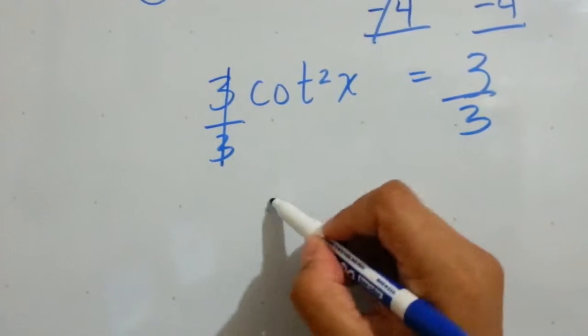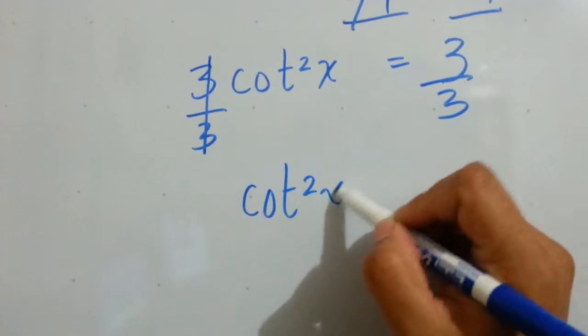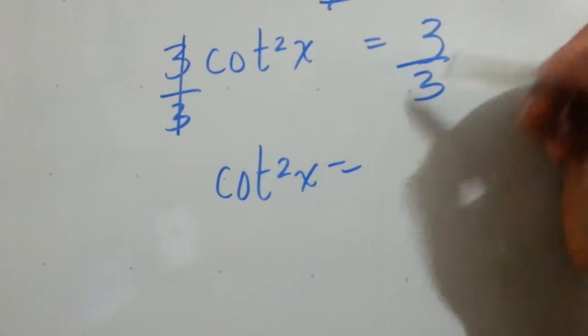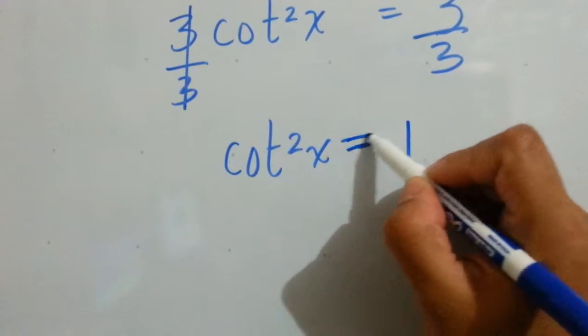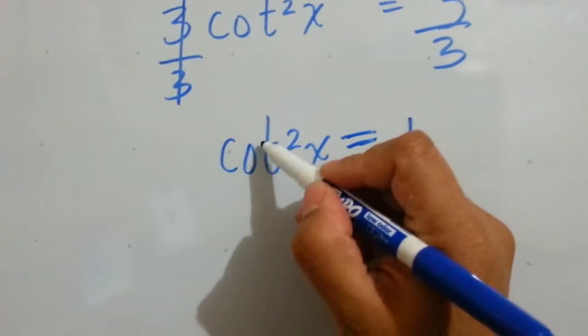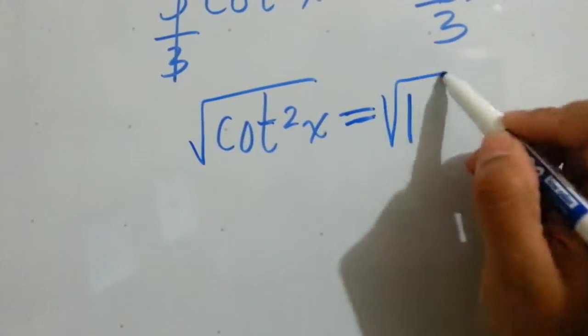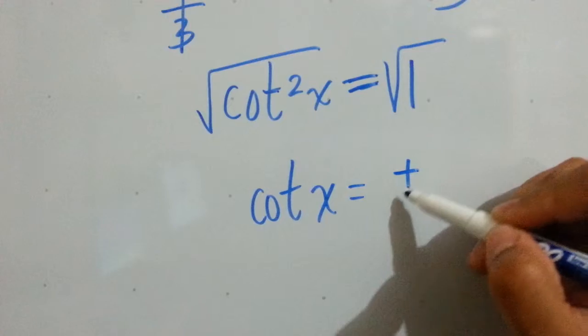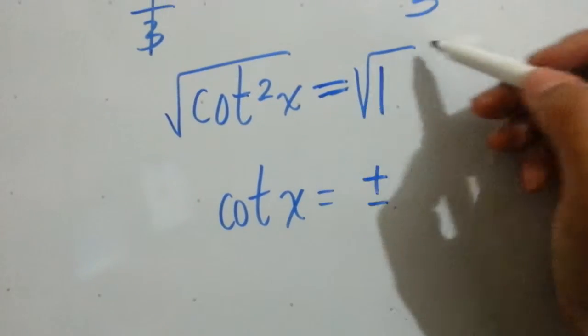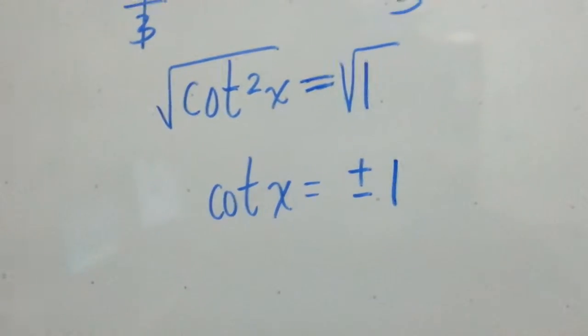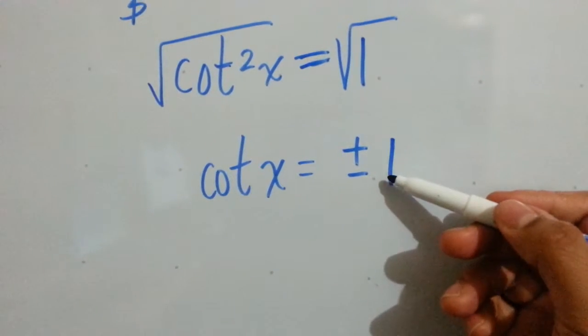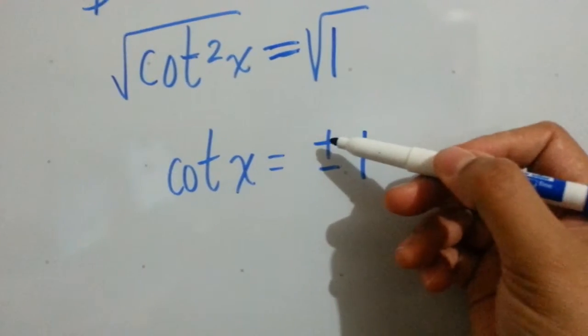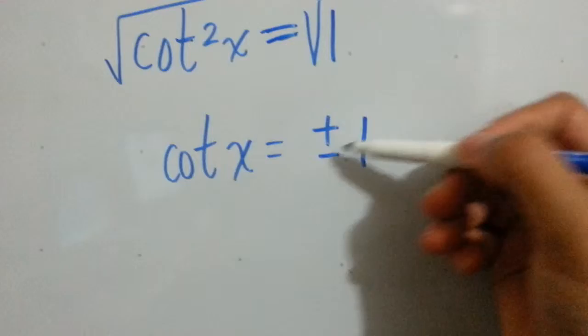It cancels here. Cotangent squared x equals, what's 3 divided by 3? Well, it's 1. And that's squared, so we have to take the square root of both sides. And we get that the cotangent of x is equal to plus or minus the square root of 1. The square root of 1 is 1. So we need to find all the instances where the cotangent of x is equal to either positive 1 or negative 1. So let's go to the table.